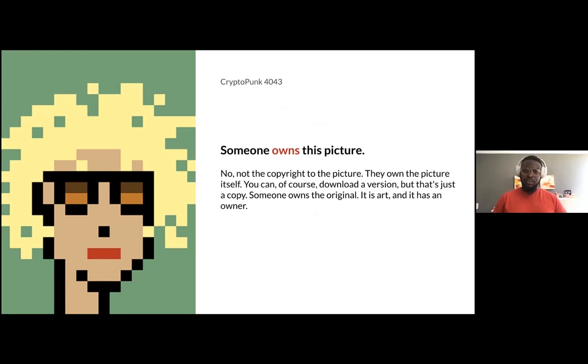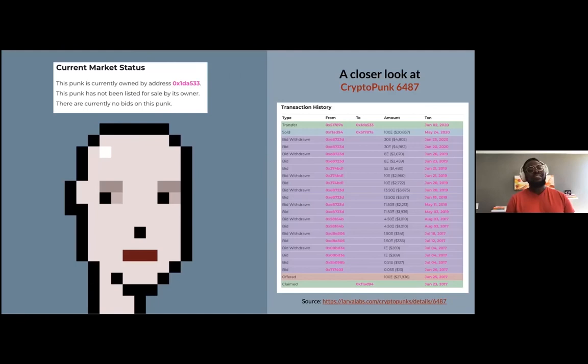This is CryptoPunk 4043, and someone owns it. Not the copyrighted picture, they own the picture itself. You can, of course, download a version of it, but it's just a copy. Someone owns the original. It's art, and it has an owner. Around how much would you think these things are worth?